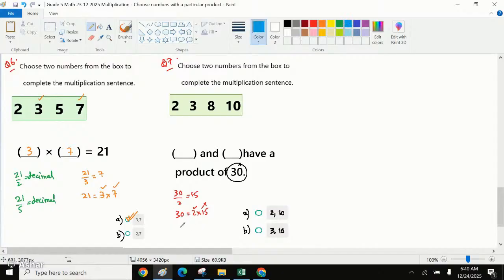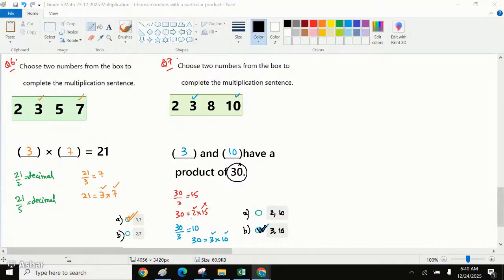But if 30 was divided by 3, it comes out to be 10. That means 30 equals 3 multiplied by 10. And both of these numbers are in the options. So we can say 3 and 10 have a product of 30. That means option B is the correct answer. So you need to click on option B to mark it as your correct answer. Let's answer the next one. I think we are on question number 8.